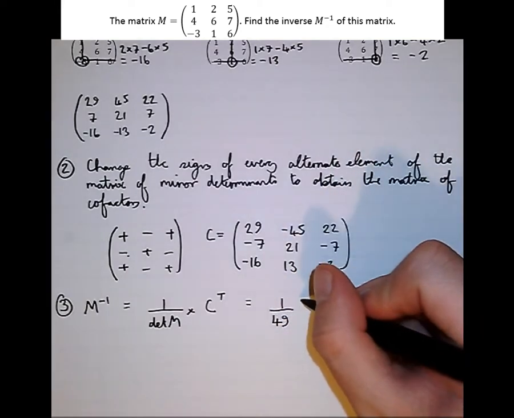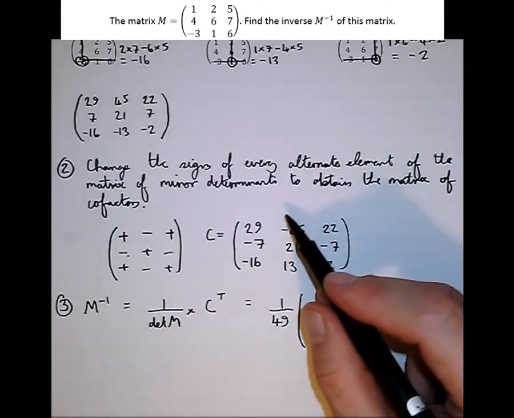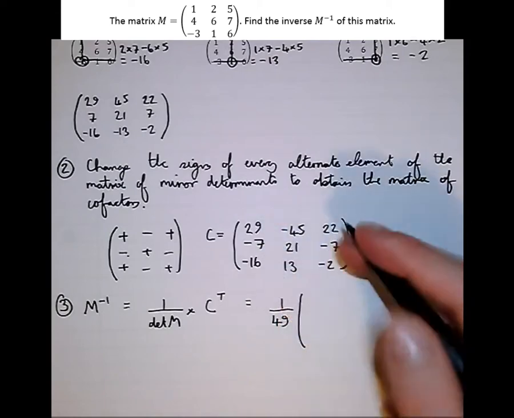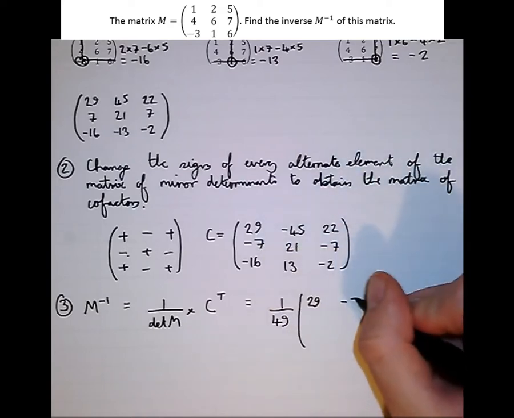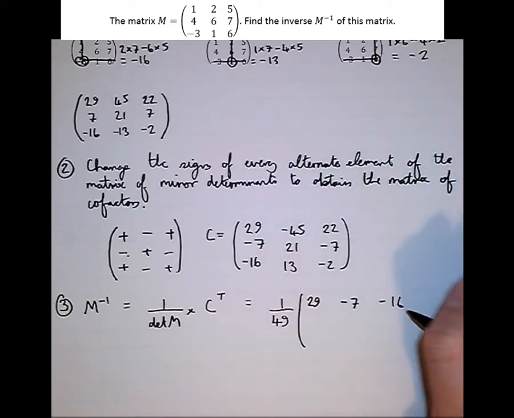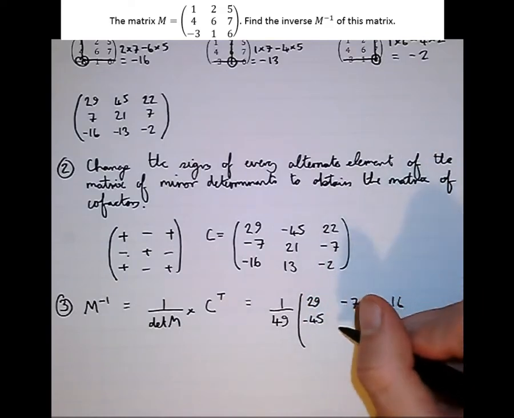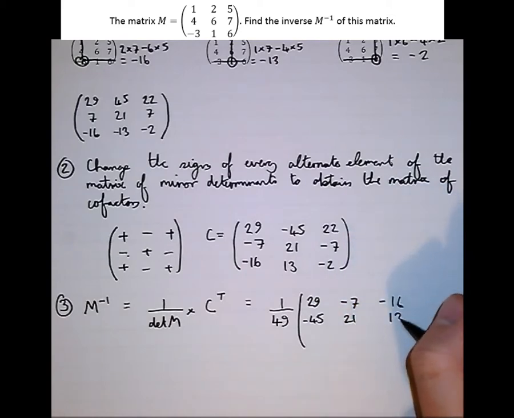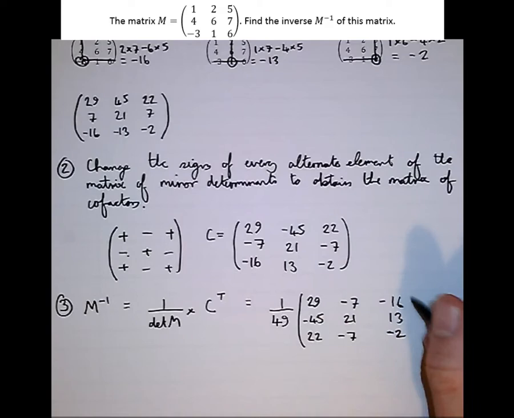Then the transpose of our cofactor matrix. So what I'm going to do, I'm going to swap all the rows and columns. So I'm going to read it in columns, but I'm going to write it in rows. So 29 minus 7 minus 16. I read it down in columns, but I wrote it down in rows. Then minus 45, 21, 13. Again, I'm reading the columns, but I'm writing it down in rows. 22 minus 7 minus 2. And that there should be the inverse matrix.